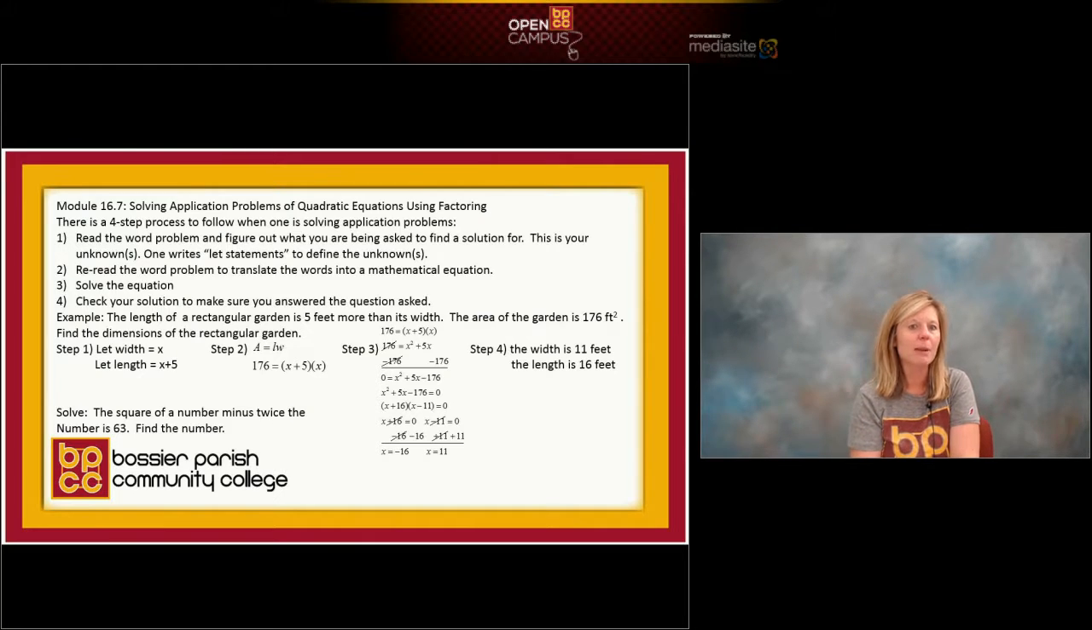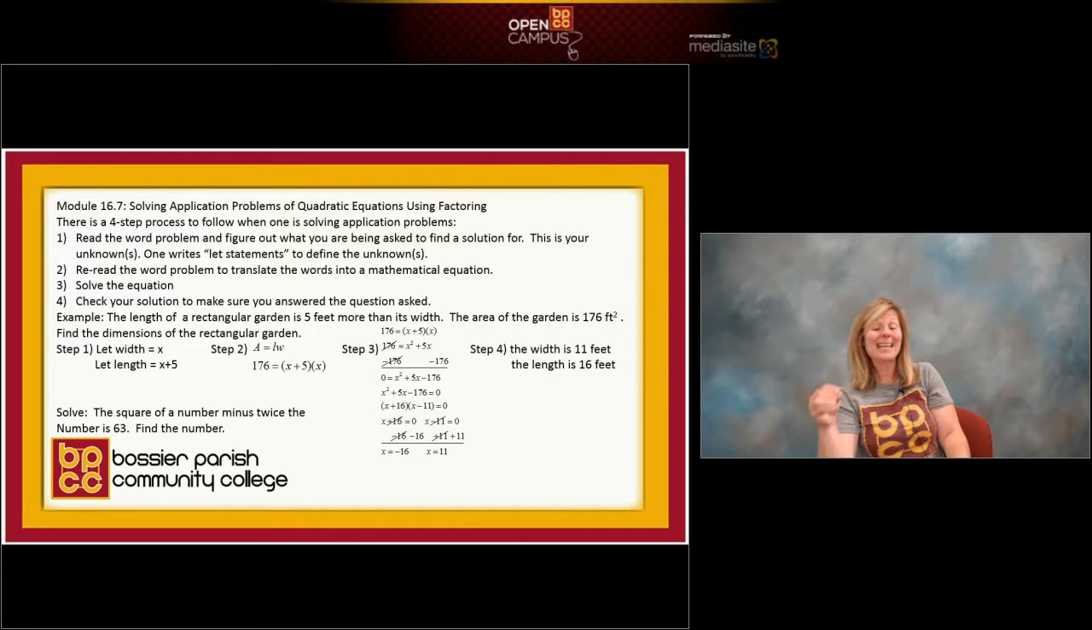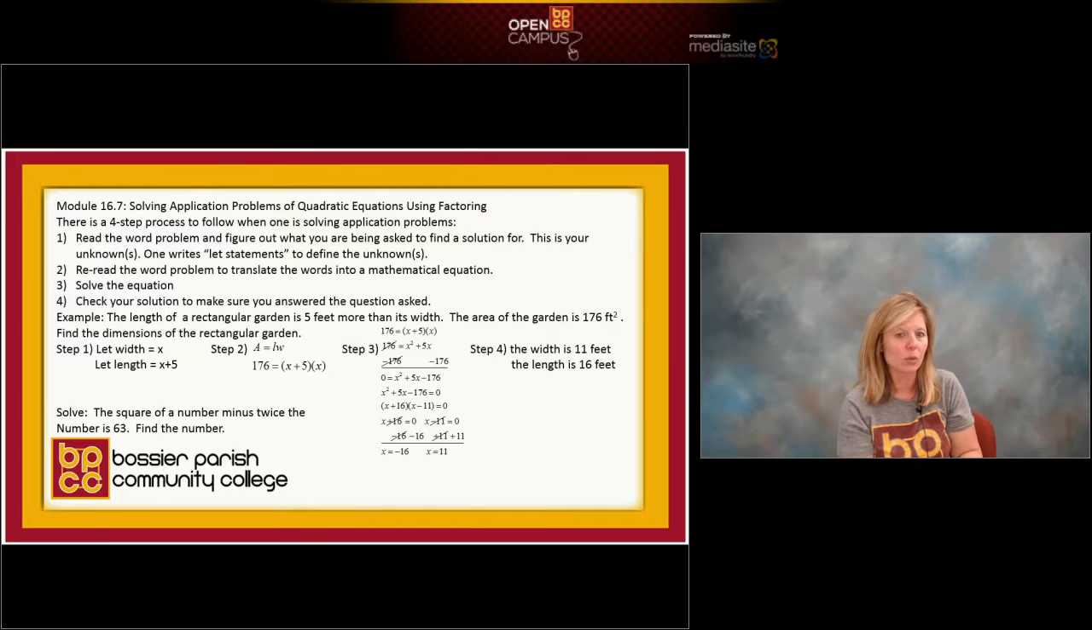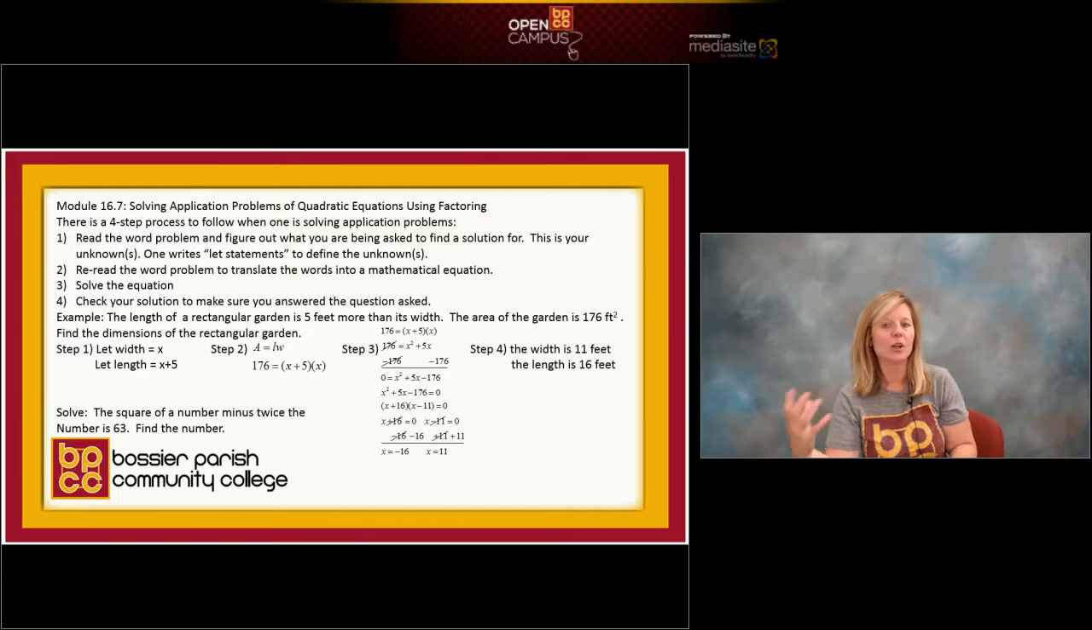So now my let statement: let the width equal x. Every time I see the word width, I'm replacing it with x. Now the word is in math means equals. 5 feet more means to add 5 to the width. The width you called x. So we would say the length is x plus 5. So step 1 is when you read a word problem, define your variables. Did it. Step 2 is to reread the word problem, and now we have to write an equation.